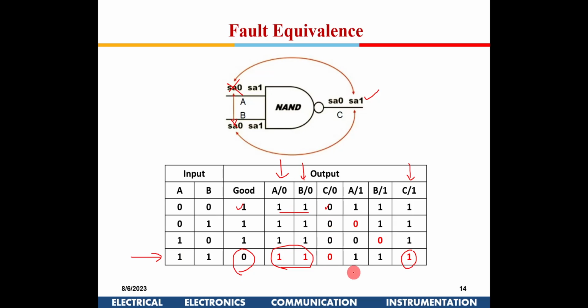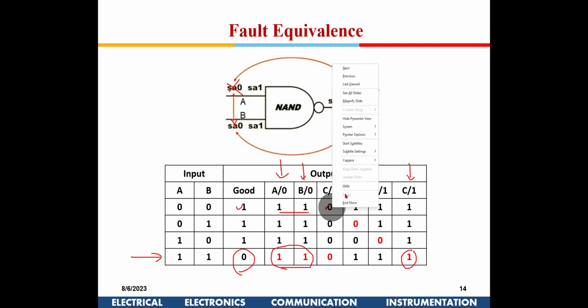Sir, for C stuck at 0, the vector should be 0, 0, right? Not 1, 1. Yeah, for C stuck at 0, this is a good signal, and this is a 0 signal. So obviously the test vector required to detect it is different. I think the color coding is wrong for this.